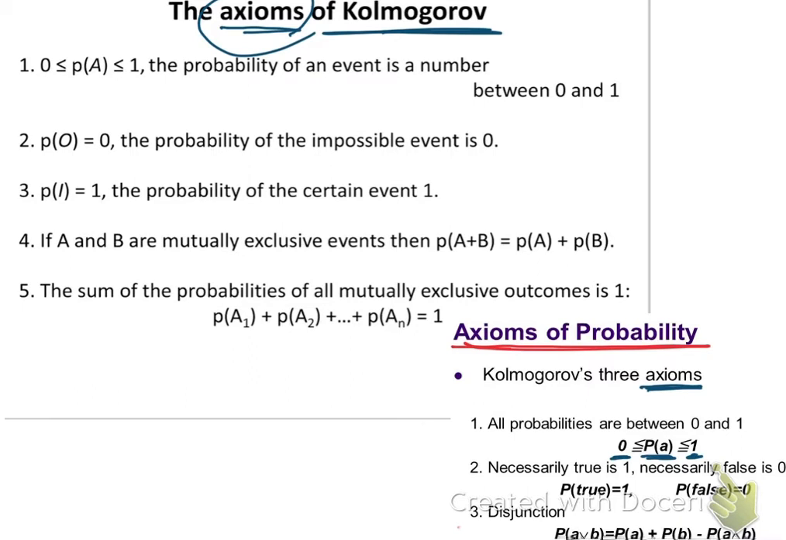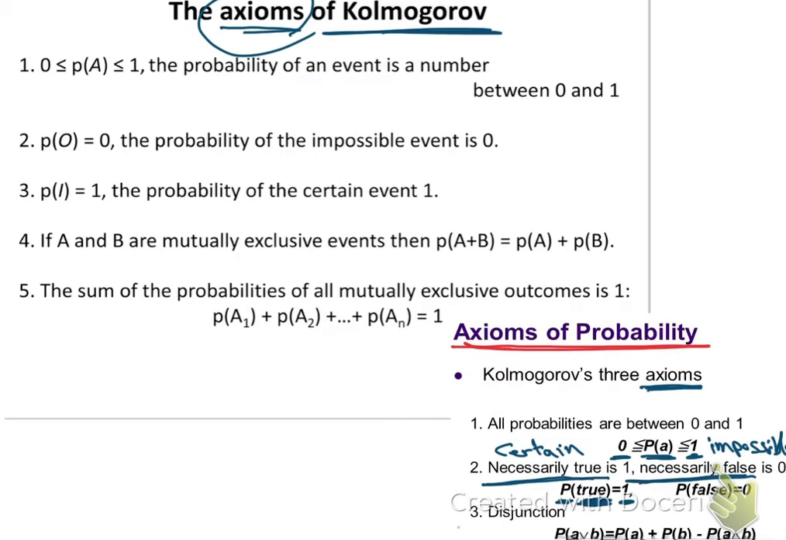The second axiom is about what we call necessarily true and necessarily false. We have taken these 2 provisions in the last video. Necessarily true, we said, has a terminology which is certain: something which is assured 100% to happen. And necessarily false, we said, is impossible. So necessarily true must happen, so the probability of something which must happen is 1, because it must happen.